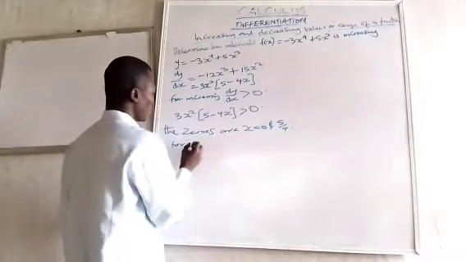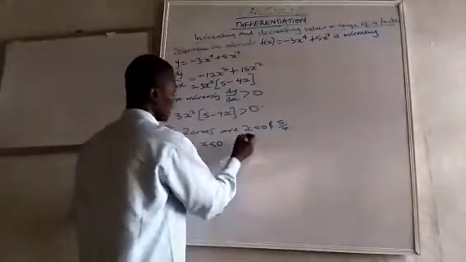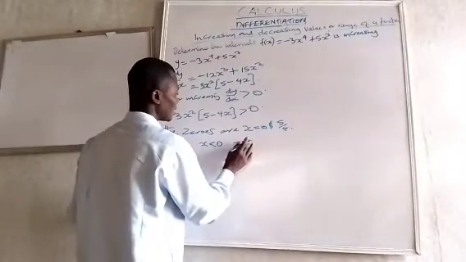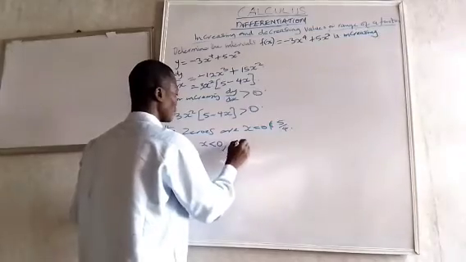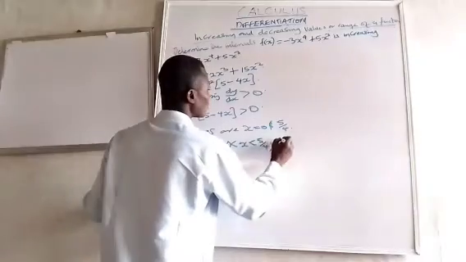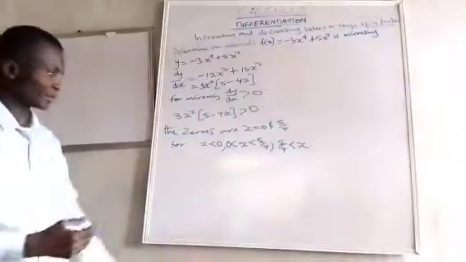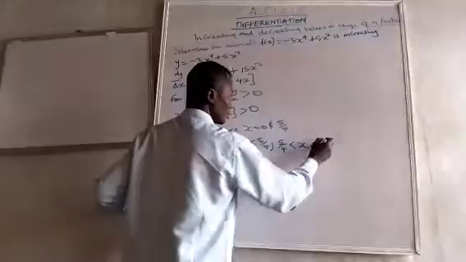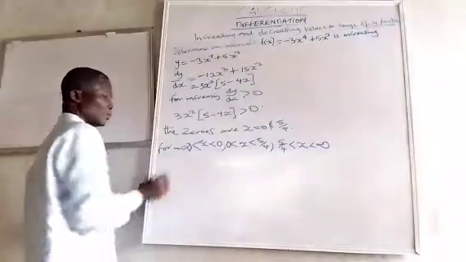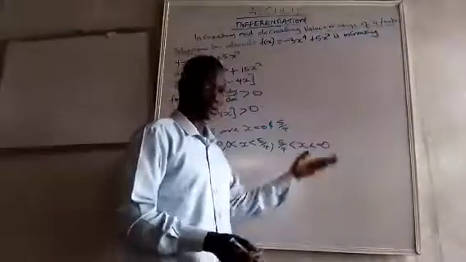For x is less than 0. Also from x is greater than 0 to less than 5 over 4. And we have to test for 5 over 4 is less than x. That is the range you have to test for. So these are the ranges we are testing for: minus infinity to 0, from 0 to 5 over 4, and from 5 over 4 to infinity.